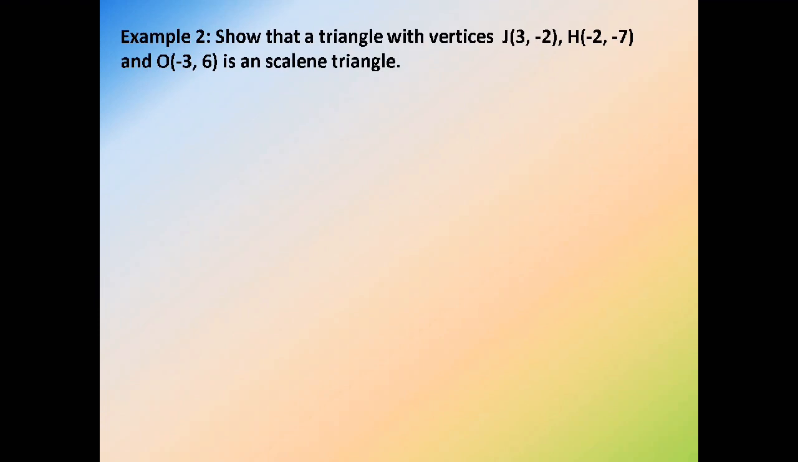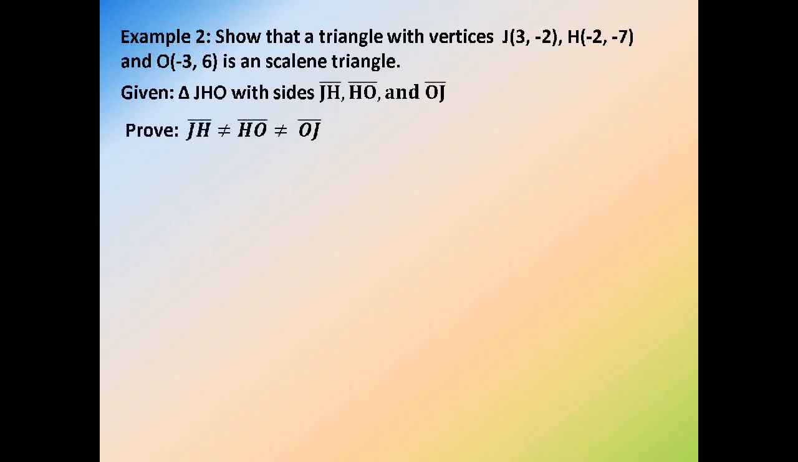For our second example, show that a triangle with vertices J, 3, negative 2, H, negative 2, negative 7, and O, negative 3, 6 is an isosceles triangle. So from our example, we are given triangle JHO with sides segment JH, segment HO, and segment OJ. So we're trying to prove that segment JH is not congruent or equal to segment HO, as well as it is not equal to segment OJ.